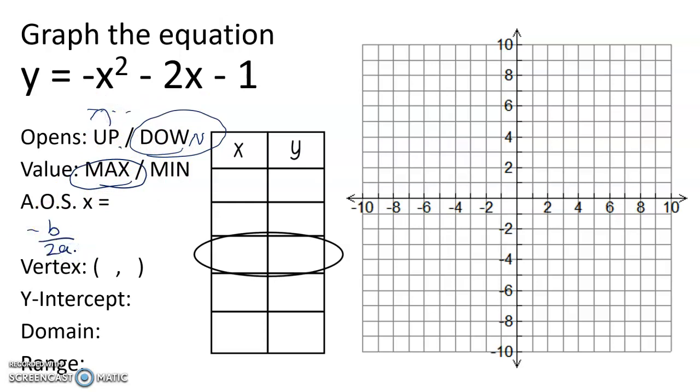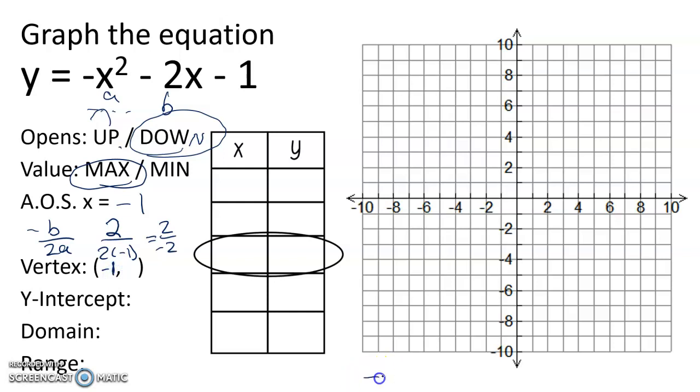Axis of symmetry. Let's go ahead and plug this in. Negative b. Negative of negative 2. My b value is negative 2. Negative of negative 2 is going to give me positive 2 over 2 times negative 1. A value is negative 1. It's going to be 2 over negative 2. That means x equals negative 1. The negative 1 goes here.